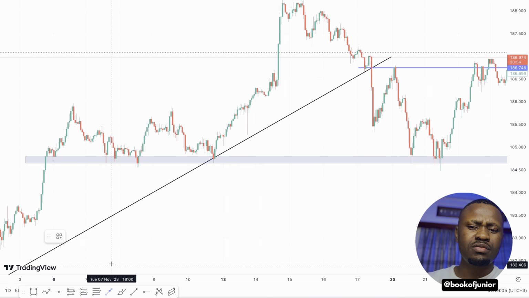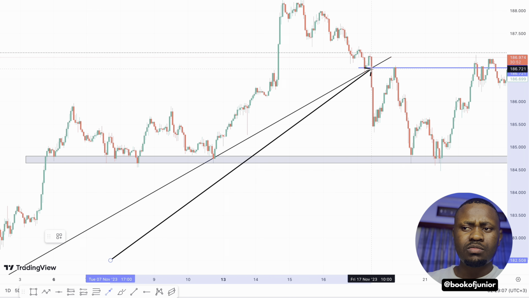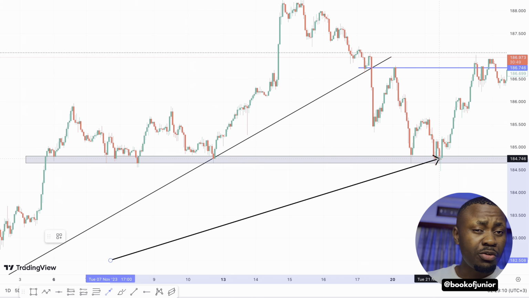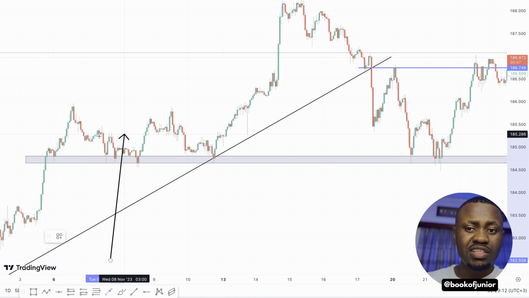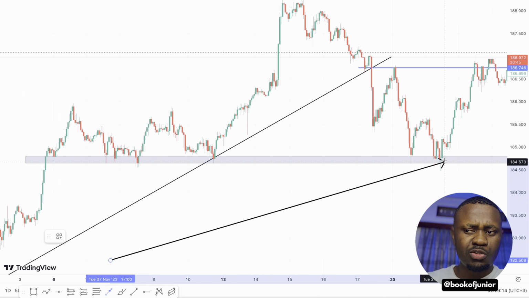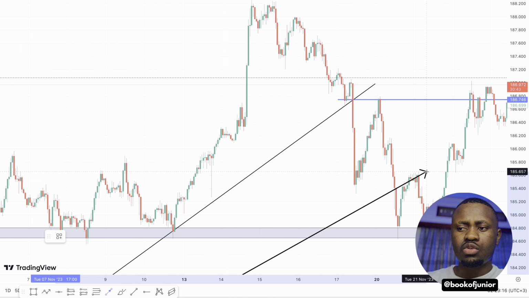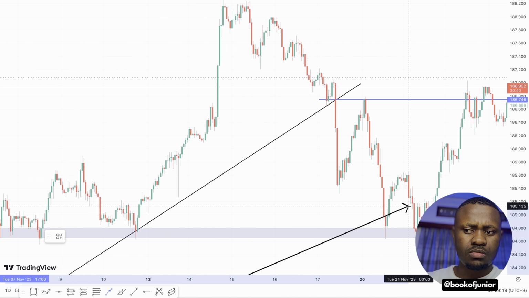So now we have a breakout. We have probably a reversal, you can see, guys, because this is a turning point. Anytime price reaches it, it always goes back up. So now we need to confirm. We need to have more confirmation.